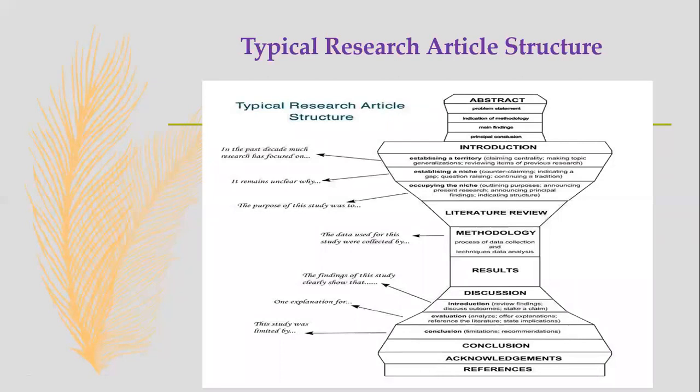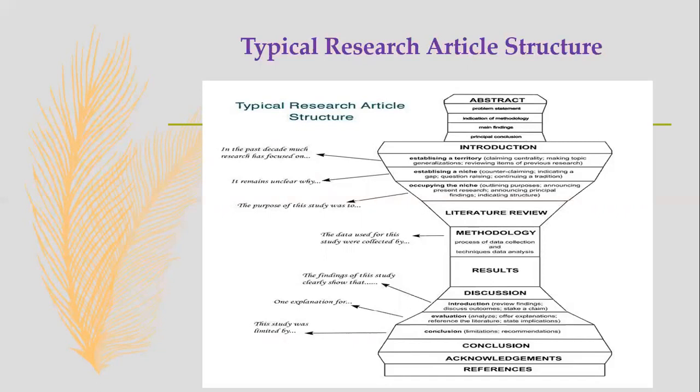So now let us look at what a typical research article structure looks like. When I say a typical research article, I am looking at a typical technical paper, or a typical research paper in that sense, where you have some data, and you have made some analysis on the data, and you have some results, and you have some conclusions on the data.